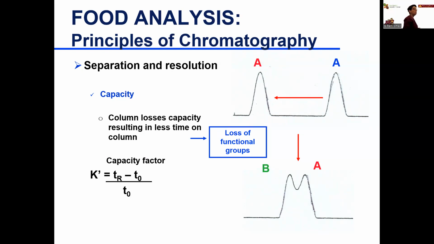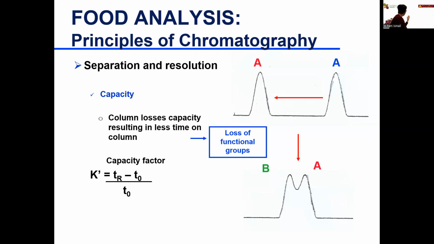Over time and with more use of the column, some of the functional groups will be washed off. Because you're using solvents, sometimes the solvents carry some functional groups off, so you lose capacity on the column, meaning the ability of the compounds to bind on the column, you lose that. So what happens then, since you have less capacity, you start having shorter retention time because there's not enough functional groups to interact. They are retained on the stationary phase less.